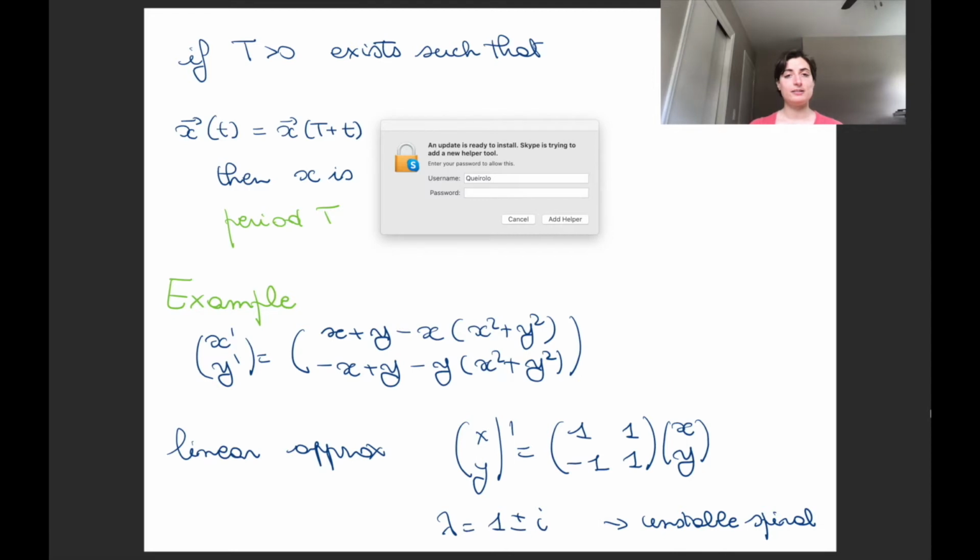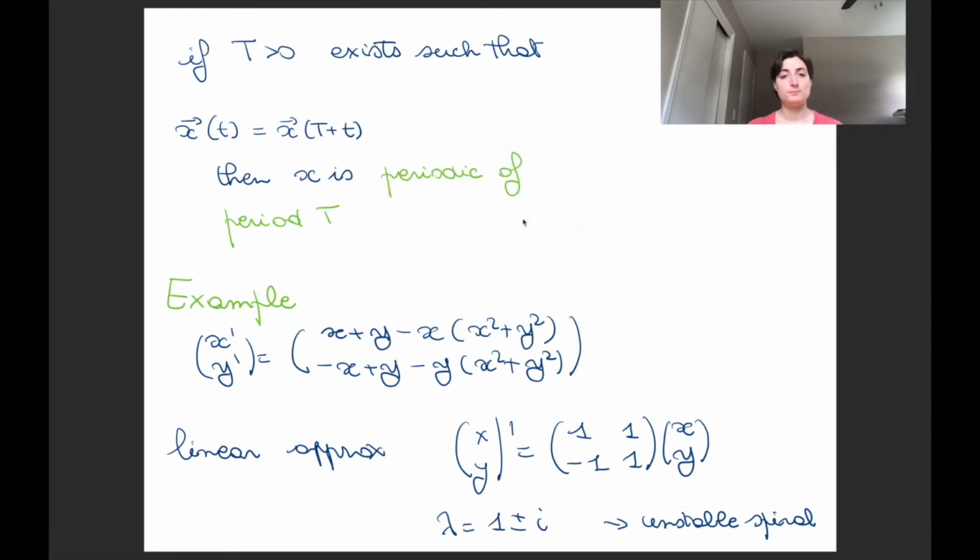Let's try to find an example. We have this system: x dot equals x plus y minus x times x squared plus y squared, and in the second line, y dot equals minus x plus y minus y times x squared plus y squared. Linear approximation at the critical point 0, 0 gives us an unstable spiral.